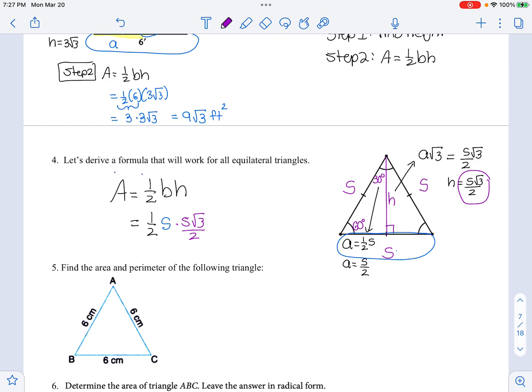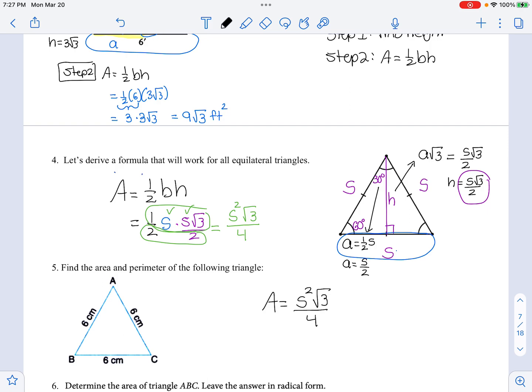If I multiply all of these together, remember that when you multiply fractions, you multiply the numerators together and then you multiply the denominators. So if I multiply these numerators together, 1 times square root 3 is square root 3. And s times s is s squared. If I multiply these denominators together, 2 times 2 is 4. So a new formula that works for all equilateral triangles is simply side squared times root 3 divided by 4.